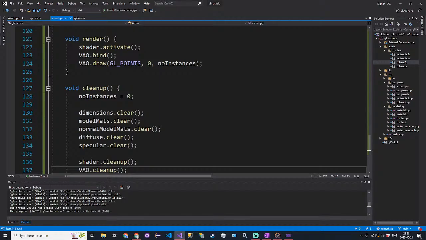All right. So that's the arrow class. Let's just go ahead and, we'll do main.cpp later.